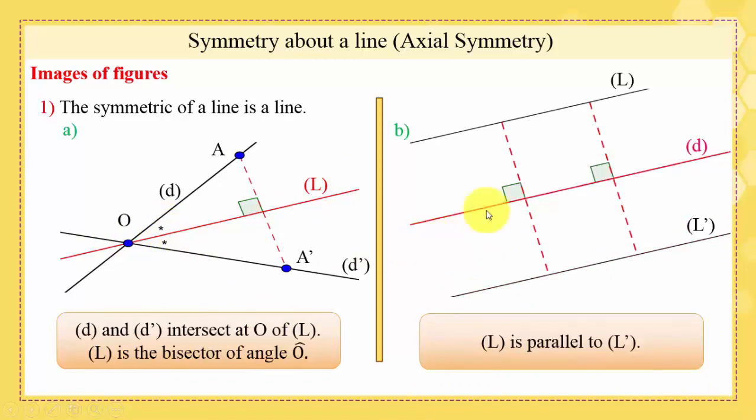Also here, this is line D, this is line L. We want to draw the symmetric of L. We take 2 points. We draw their symmetries. This is line L prime, the symmetric of L with respect to D. It's also a line. And we can say that line L is parallel to line L prime.